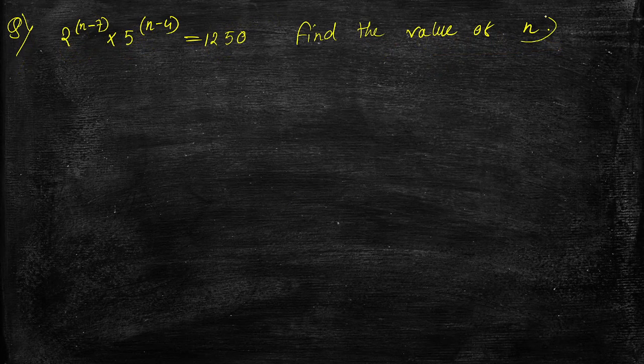Again find the value of n. Let me solve it. Here you can see the power, right? But here you can't see any power. This is simply 1250. So we need to do the prime factorization first. So 1250, we can divide it by 2 first. So 625. Then again we can divide it with 5, that is 125.